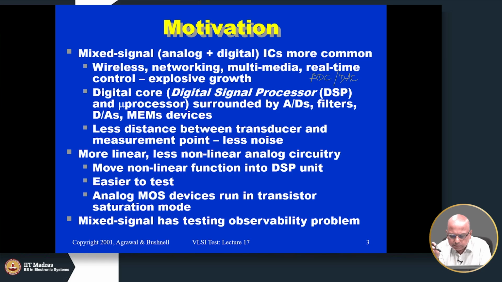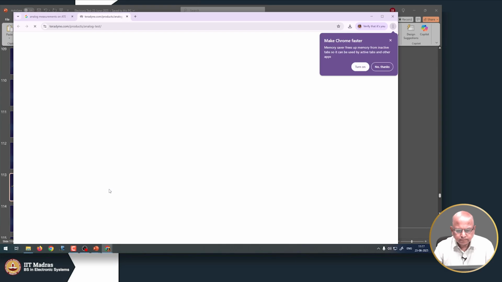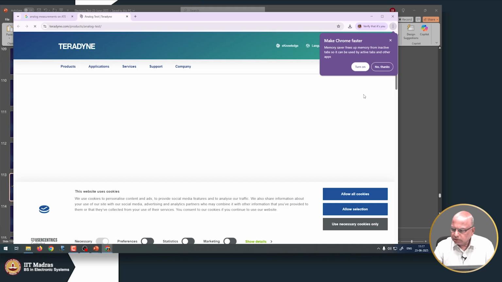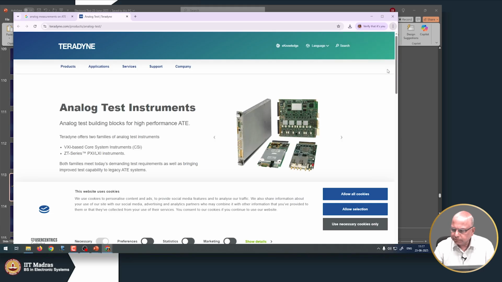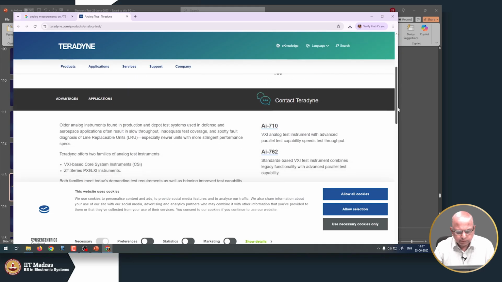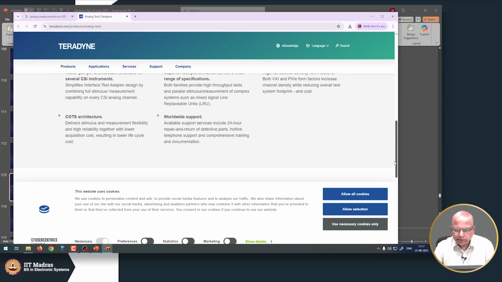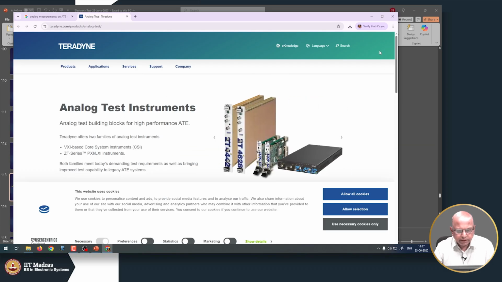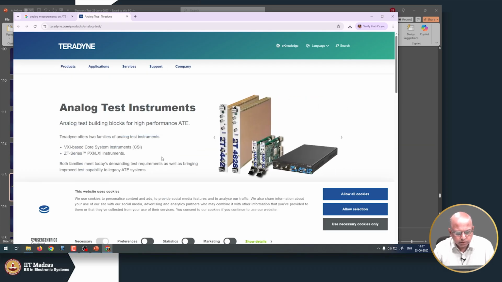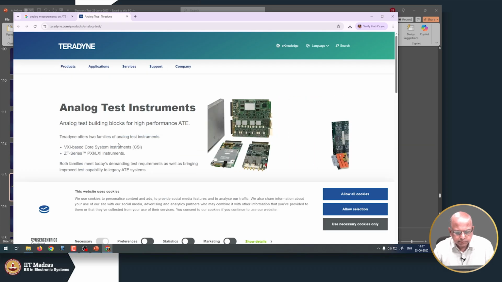And see, unlike digital testing, okay, so let me just give you an idea of what is different between analog and digital testing. So, Teradyne is one well known company, right. So, you will find that they have different kinds of analog measurements, right.